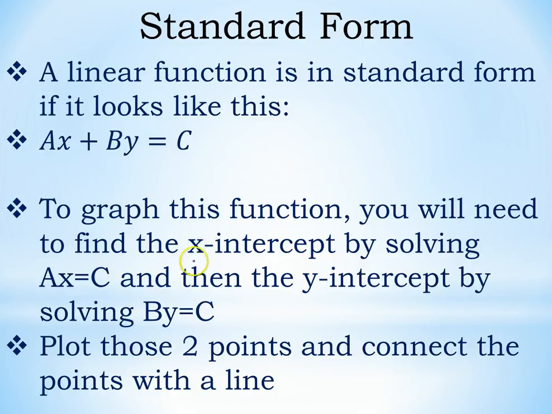Now, to graph this, the easiest way is to find the x and y intercepts. You find the x-intercept by setting ax equal to your c. You find your y-intercept by setting by equal to your c. Very straightforward, very simple. Those 2 points will then go on your x and y-axis respectively, and then connect the 2 dots with a line.